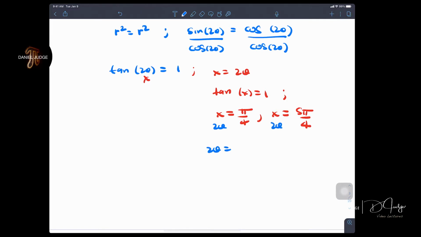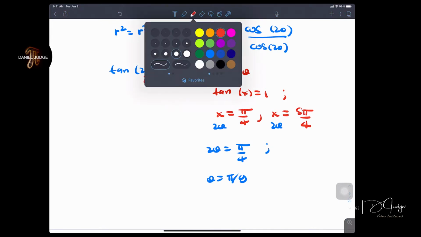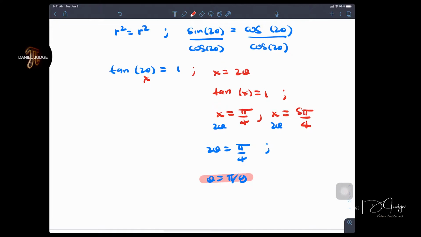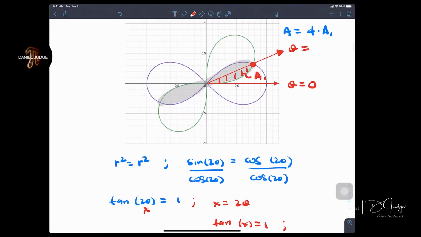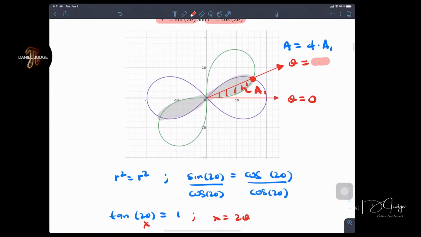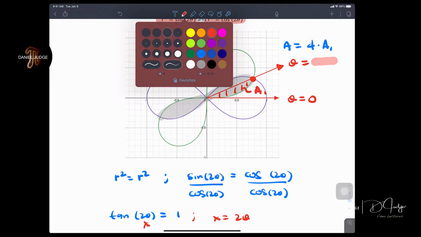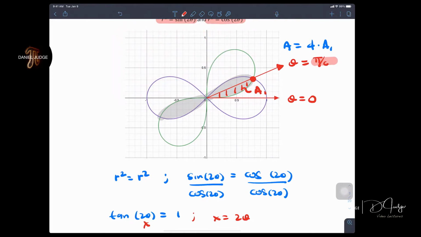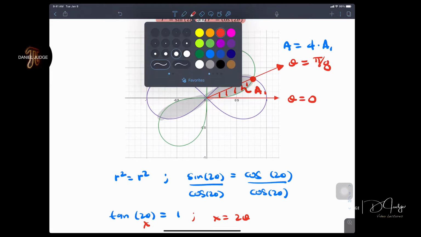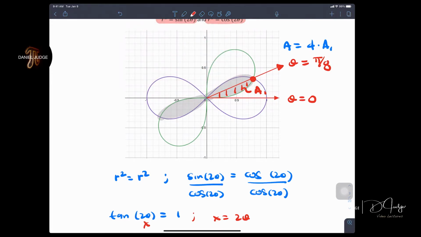So 2 theta will be pi over 4, which means theta would be pi over 8. Now we don't need the other angle. This is that angle that we're looking for, pi over 8. And that's what we have up here. This is the pi over 8 angle. So I just need that pi over 8. So now I know the point of intersection here for this curve.